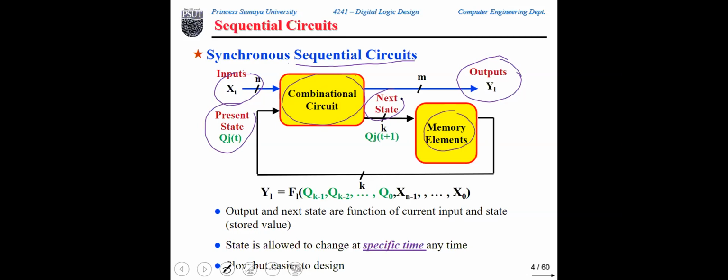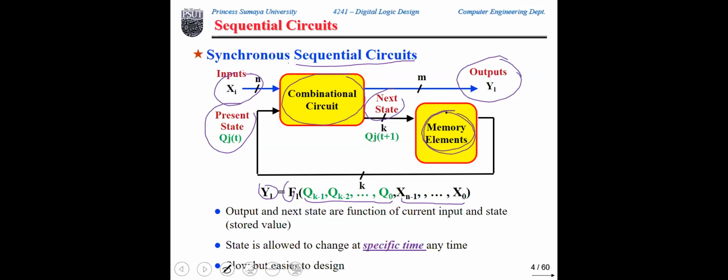So similar to the asynchronous sequential circuit, nothing new. Any output y sub L is basically a function of the present state, the value stored in the memory, and the external input. However, what is the difference? This is exactly the same as the asynchronous type. What is the difference between this type and the synchronous? The difference is basically when the stored value is allowed to change. This is the main difference.